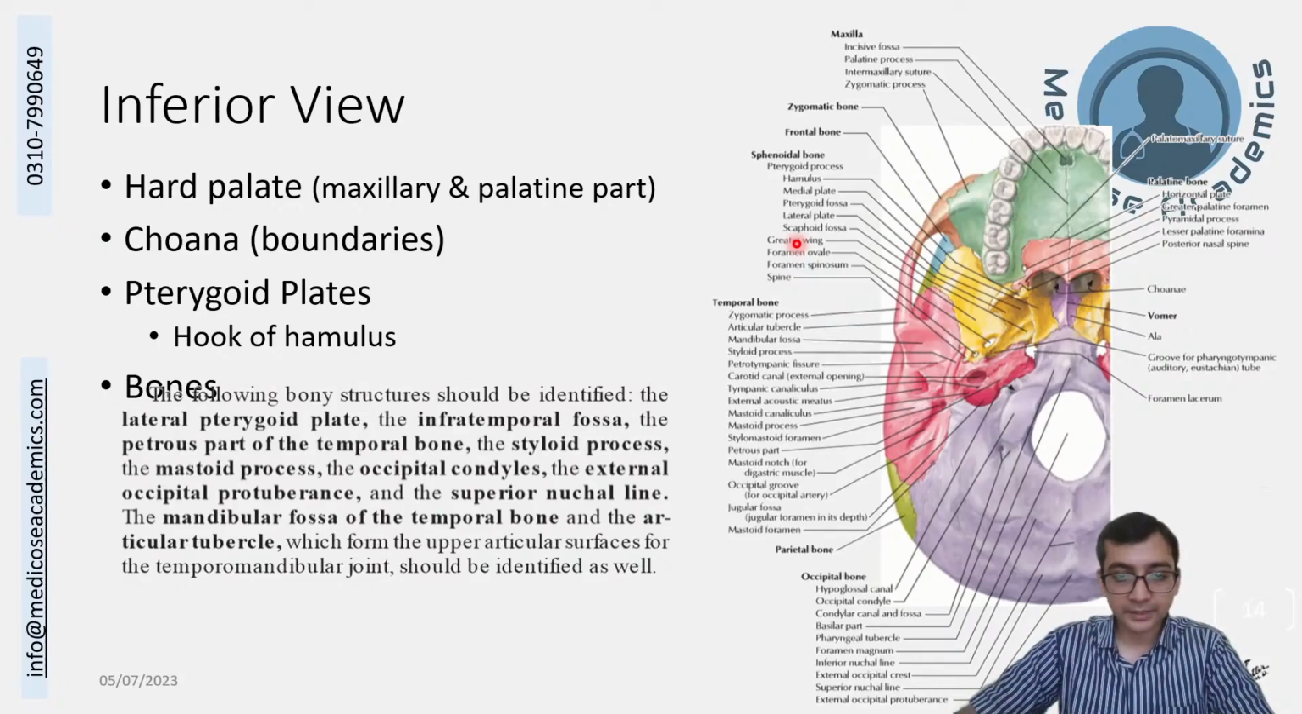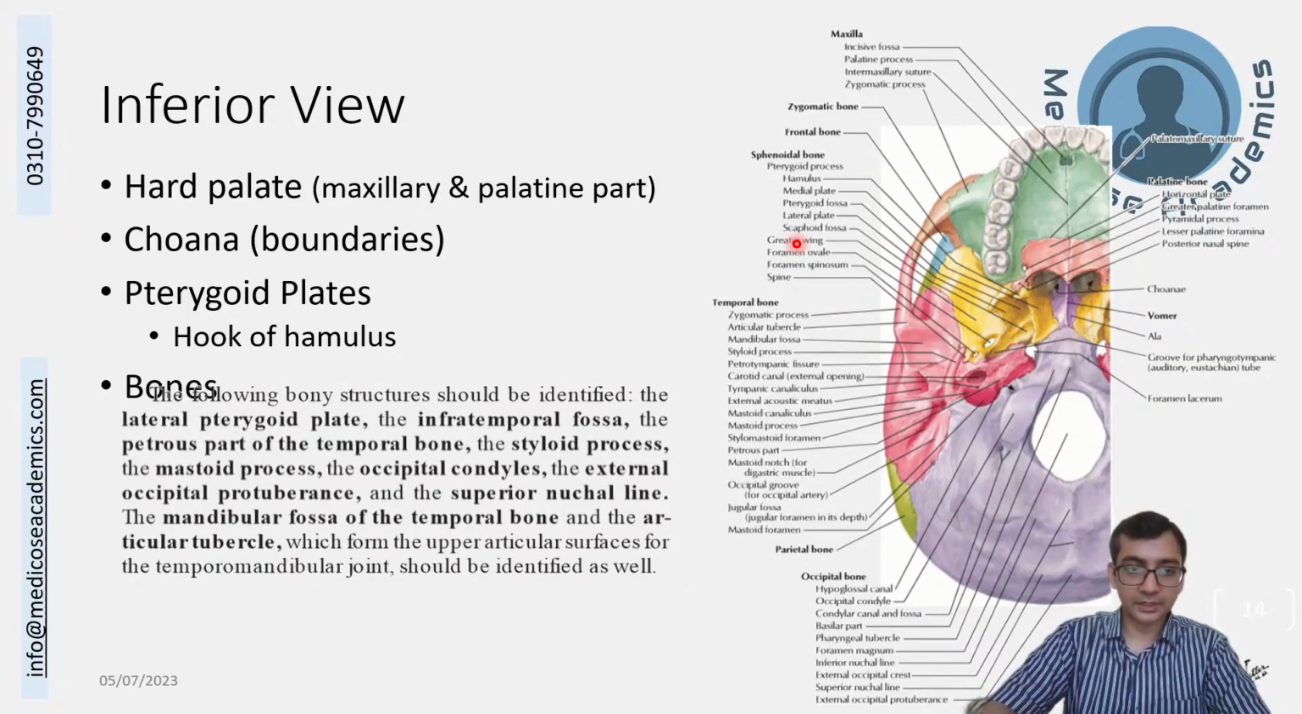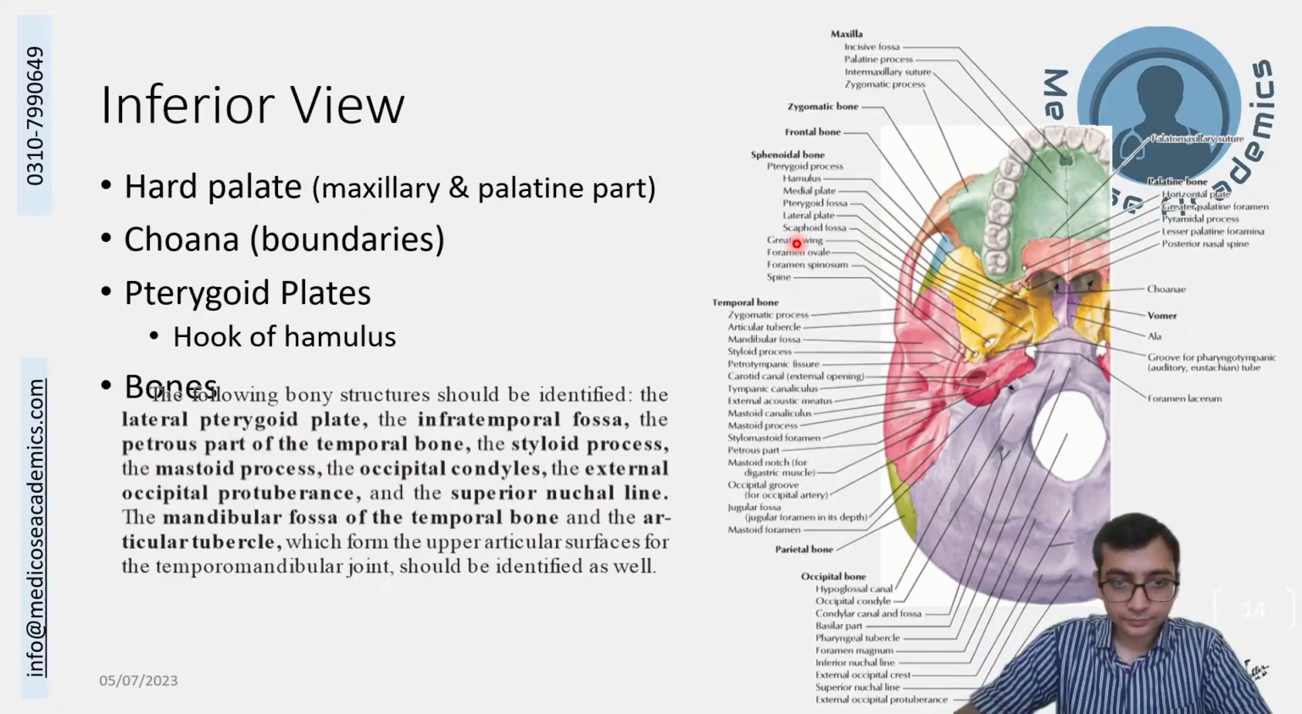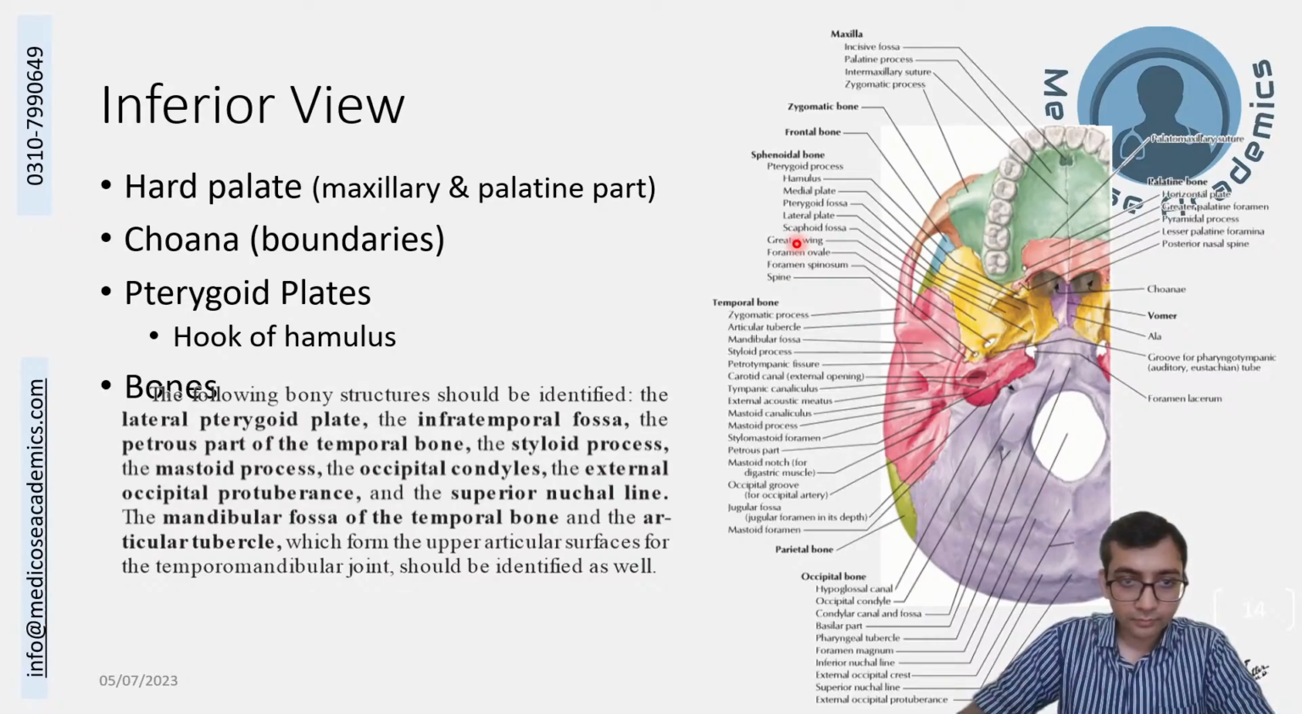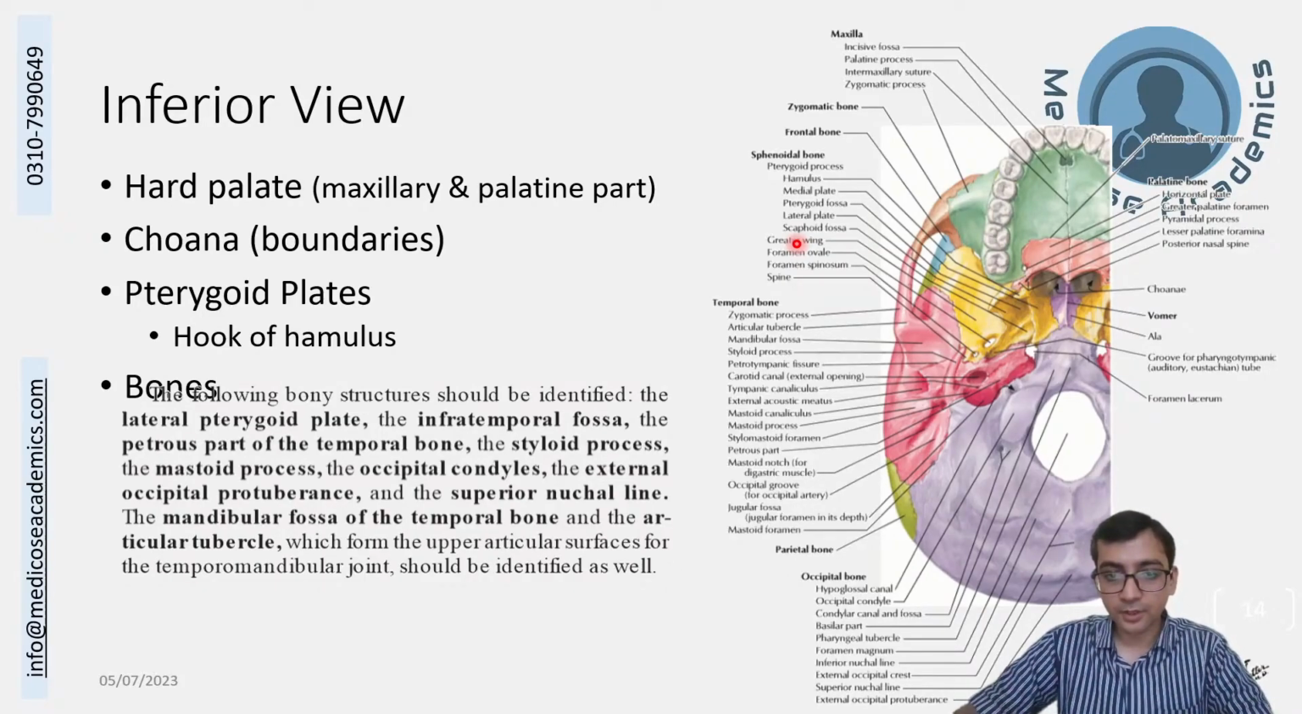Then I will show you the mastoid process, mastoid opening. It will be present somewhere over. Here you can see it is not drawn in the suture, it is drawn in the mastoid process. This is the mastoid foramen.